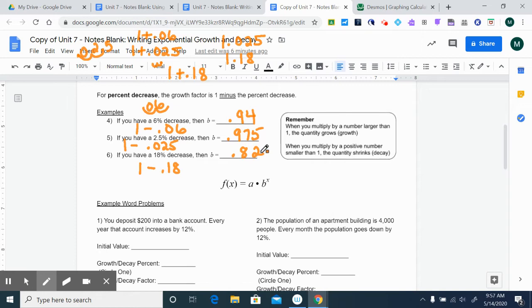Now, what you're going to be doing tomorrow for classwork is you're going to be given a situation, and you're just going to actually pull out your initial value, your percent growth or decay, and then come up with your factor, and then put it all together into the equation.